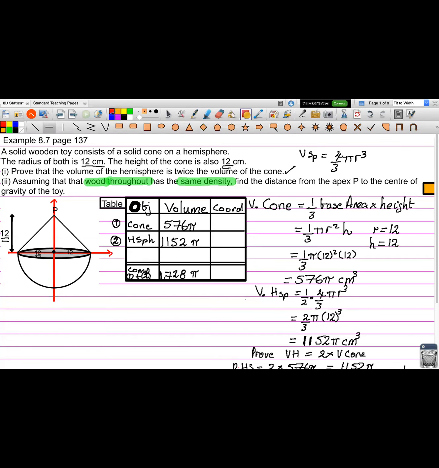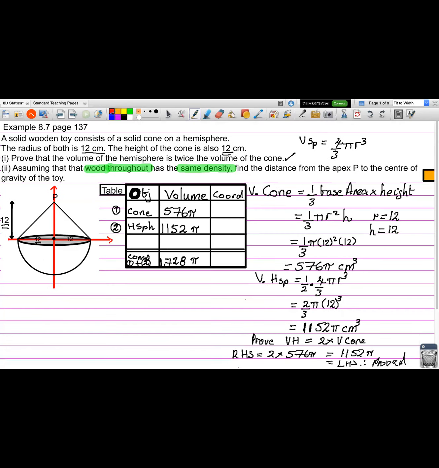So that's why I have chosen that. You can choose the axes to be wherever you like.